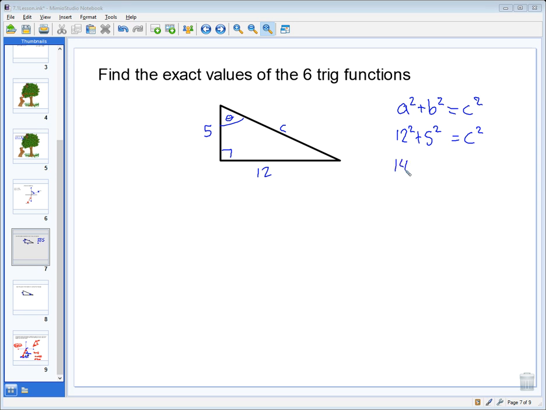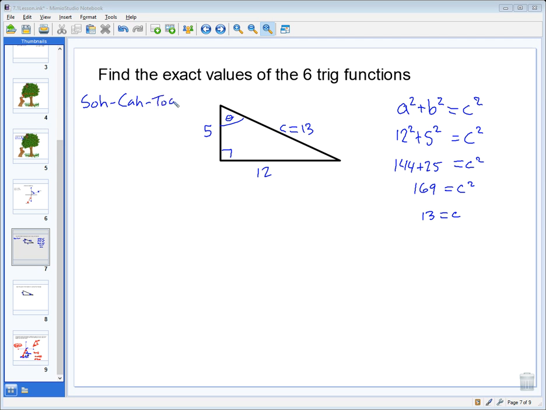So 12 squared is 144, 5 squared is 25. Add those together, you get 169. That's what C squared is. We want C, not C squared, so we need to square root this, and we get that C is 13. Now that we know all 3 sides, we can go from our angle and write down the 6 trig functions.